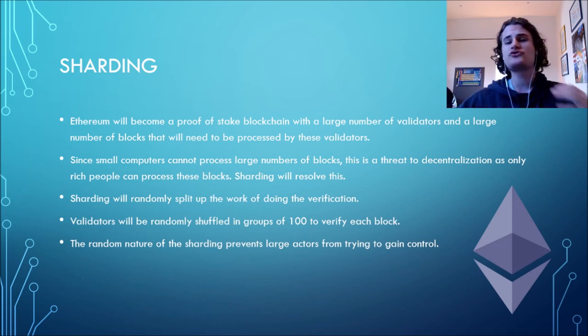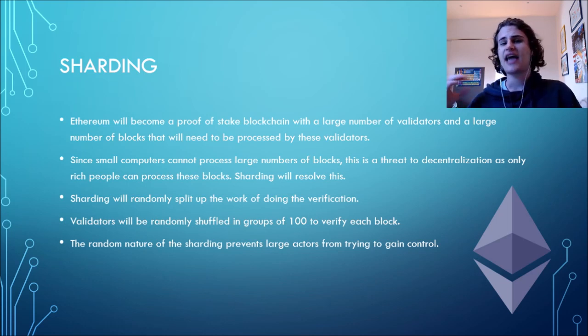Generally, when there are a lot of transactions coming in, only really big computers can actually process these transactions. As a direct result, only those with a lot of money and a lot of big computers can actually process blocks. This is a threat to decentralization, and what you actually want is your random person with a tiny computer validating the network and processing transactions. So a solution needs to come in to allow these smaller actors to process transactions and make the network more decentralized. This is what sharding does.